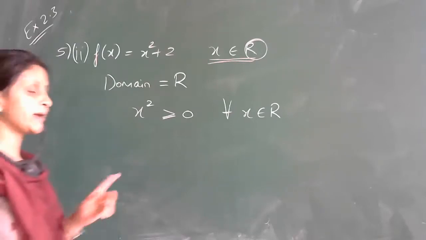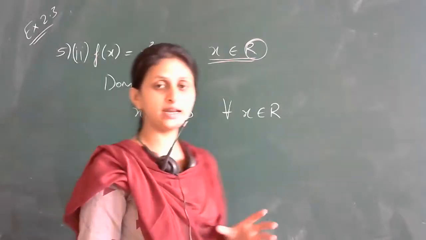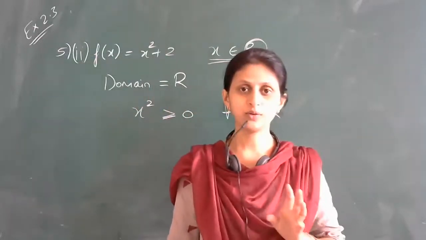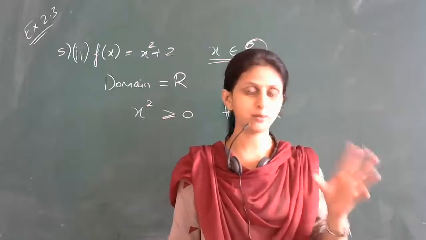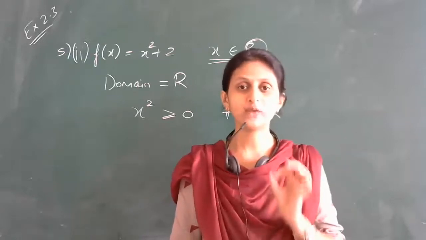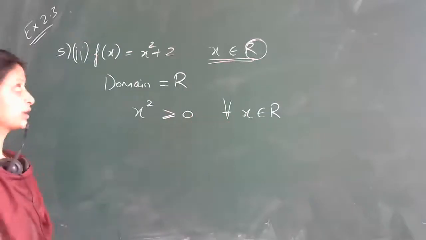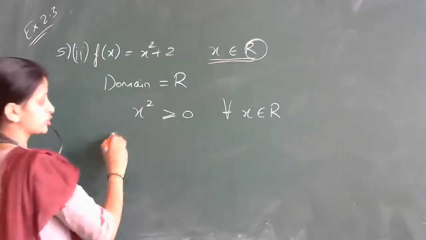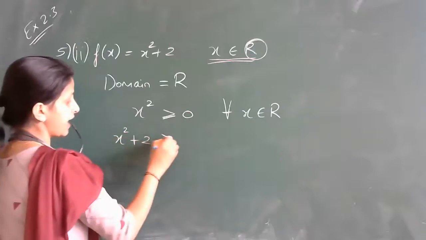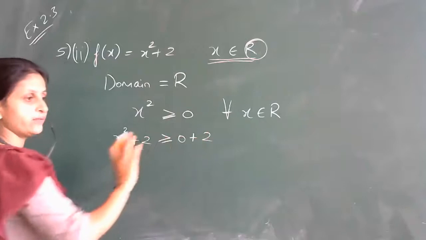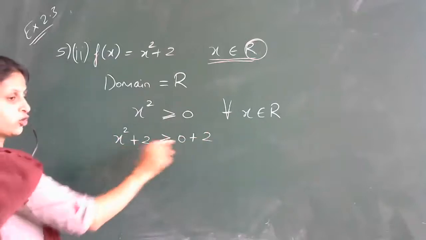Yes, right? Why? Because square of any real number is positive. If it is 0, then it is 0. And for any real number, whether it may be positive or negative, the square of that number will be positive. So I can make this statement, that is x square is greater than or equal to 0. Now what you do, add 2 on both sides. Inequality sign will not change. We are just adding 2 on both sides.